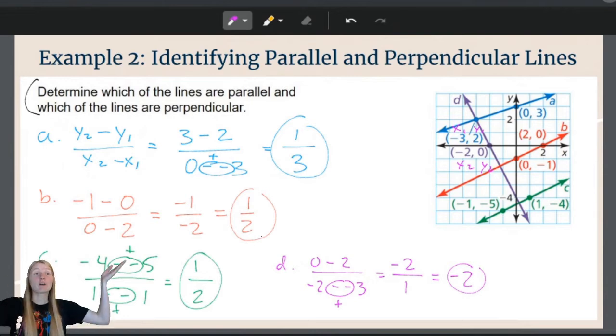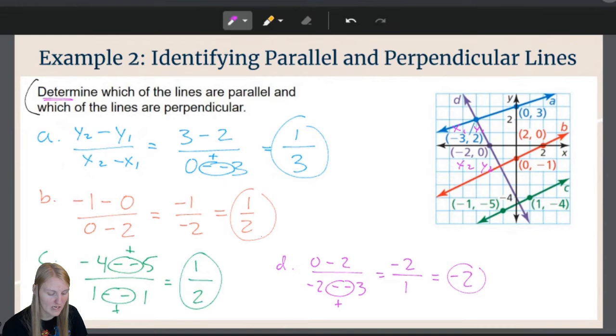Okay, now we found all the slopes. We have found all the slopes, so now we can determine which are parallel and which are perpendicular. If they have the same slope, they're parallel. If I can multiply the slopes and I get negative 1, then they are perpendicular.